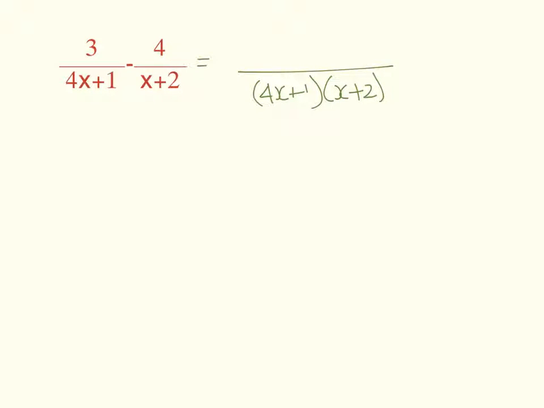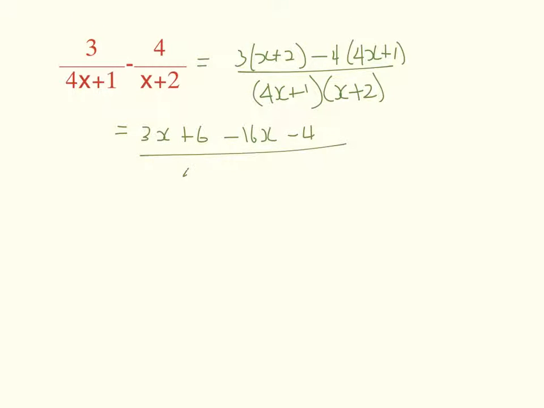Okay, so as we know, this will multiply by that 3 up there. So we're going to have 3 into x plus 2. Put the minus in, 4 into 4x plus 1. Alright, simple job now of expanding the top. That gives us 3x plus 6. Take away 16x minus 4 all over 4x plus 1 and x plus 2.